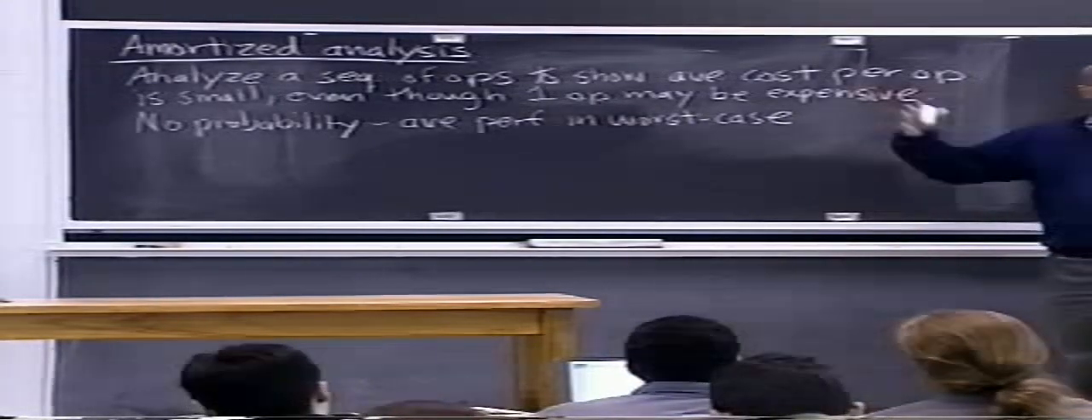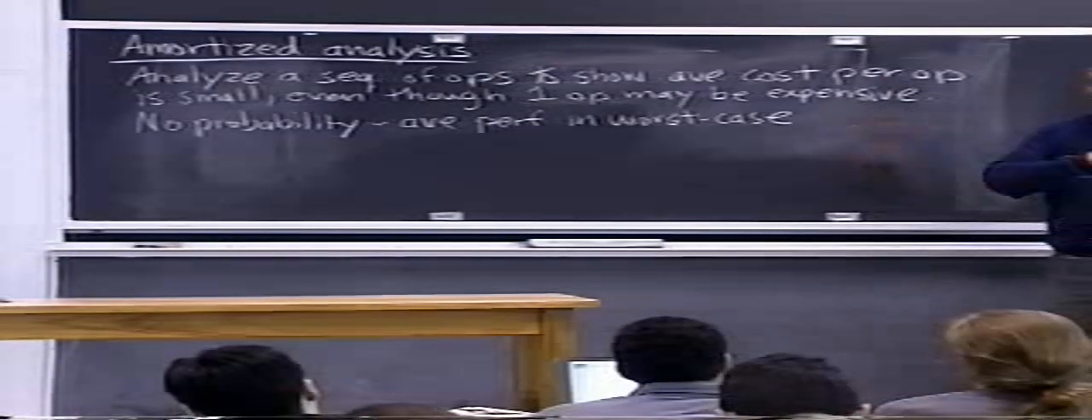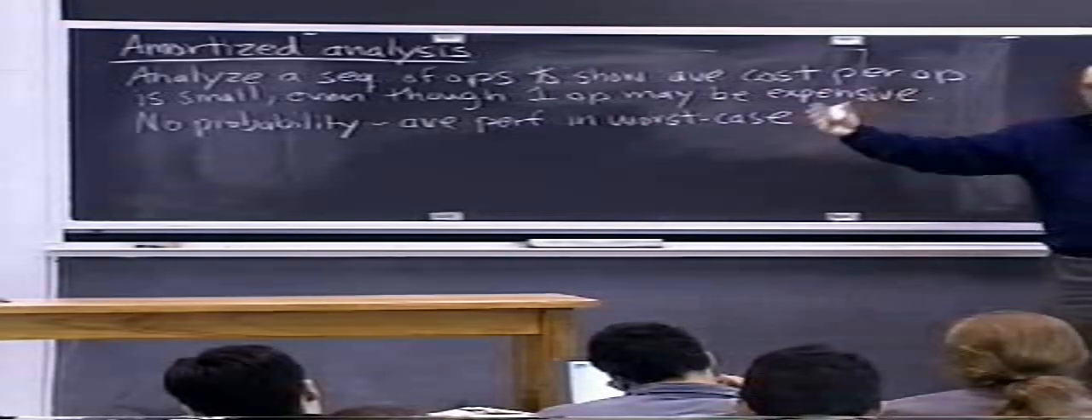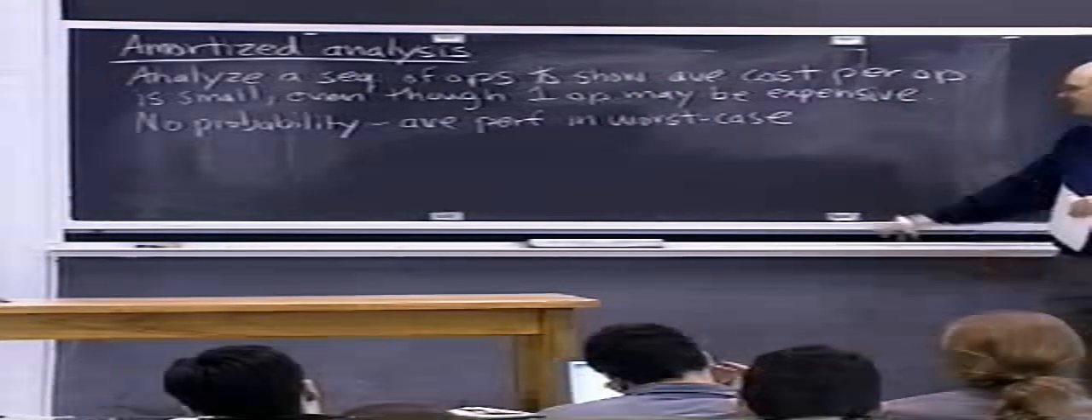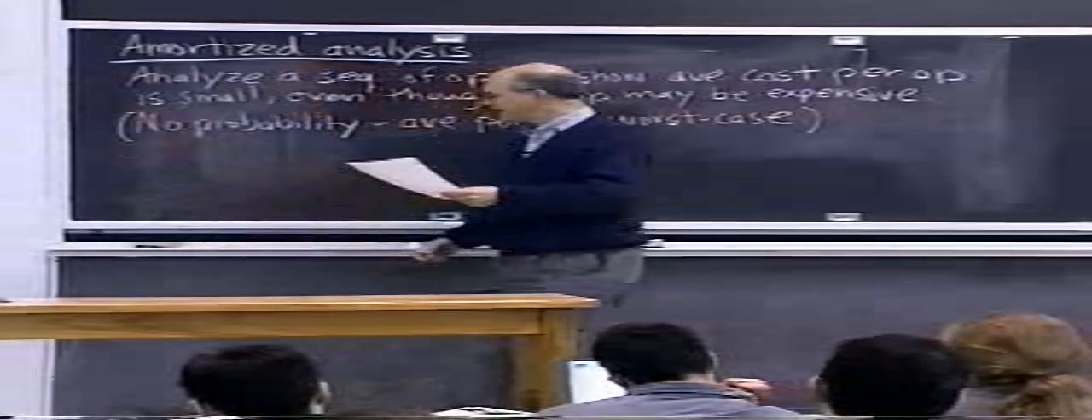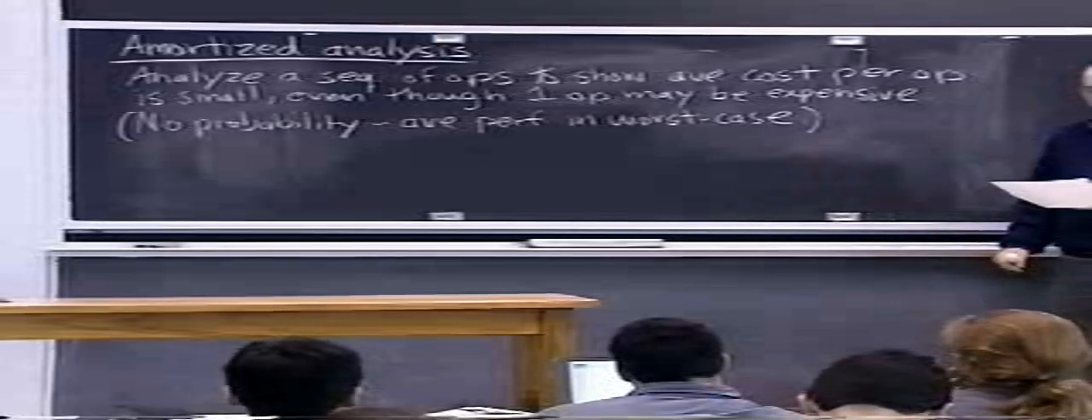No assumption about a probability distribution. There's no probability space here. We're just saying there's n operations, and we're taking the average over the n. Okay, so don't get confused when we do amortized analysis. We're talking about the worst case performance, generally.